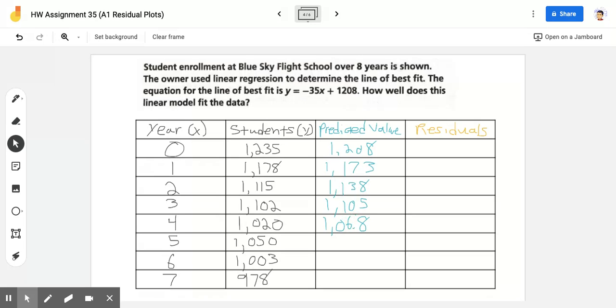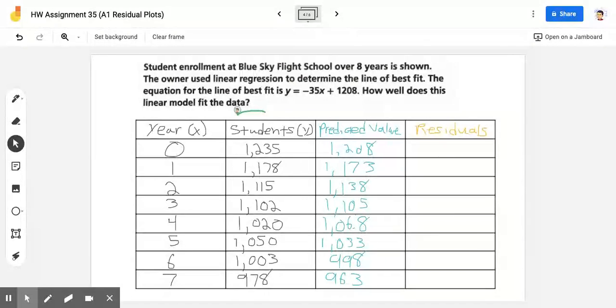Negative 35 times 5 plus 1208 is 1,033. Negative 35 times 6 plus 1208 is 998. And negative 35 times 7 plus 1208 is 963. Okay, so we have our actual values, which are right here.